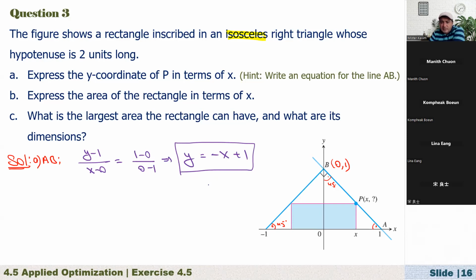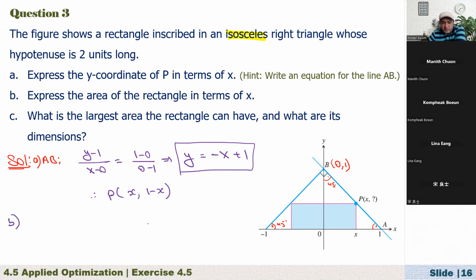Now, any point on this line is expressed by this equation. So then what are the coordinates of P? If it is x, what is y? It is 1 minus x. All right, and part B: express the area of the rectangle in terms of x.